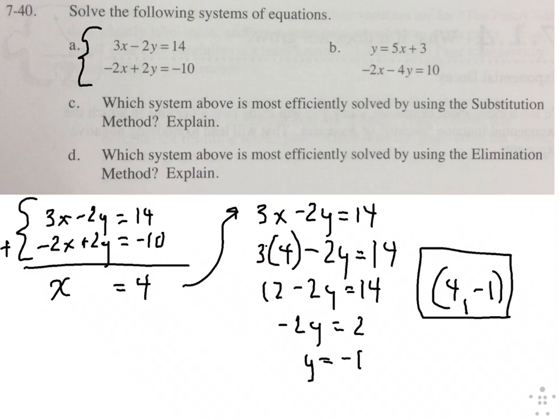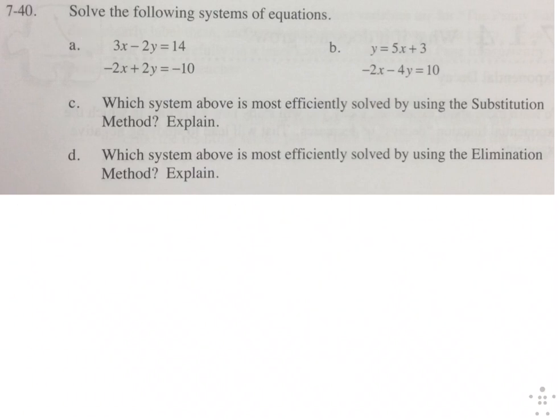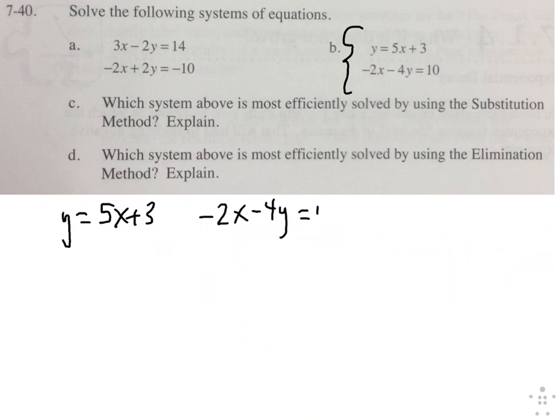Okay, now let's do part B. Let me clear everything here. So now I have B, which is up here, and this one's jumping out at me as using substitution. I have y equals 5x plus 3, and the other equation is negative 2x minus 4y equals 10. I'm going to write it to the side since I'm going to substitute into it.